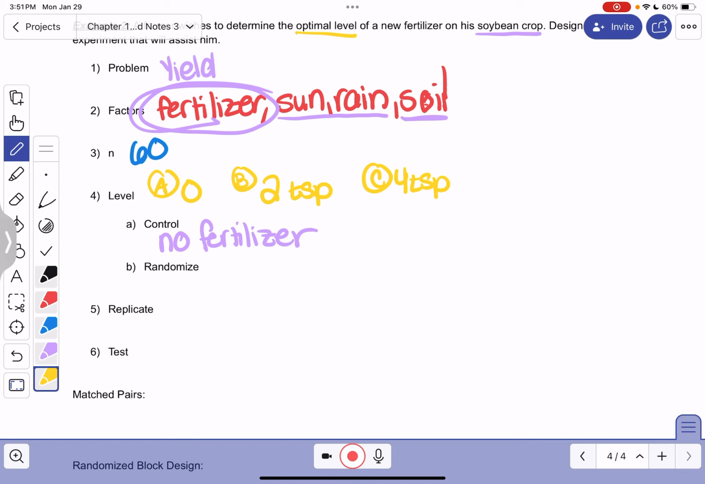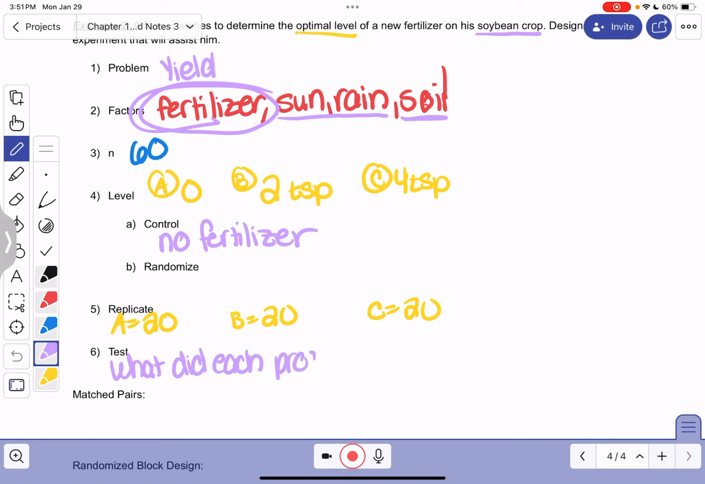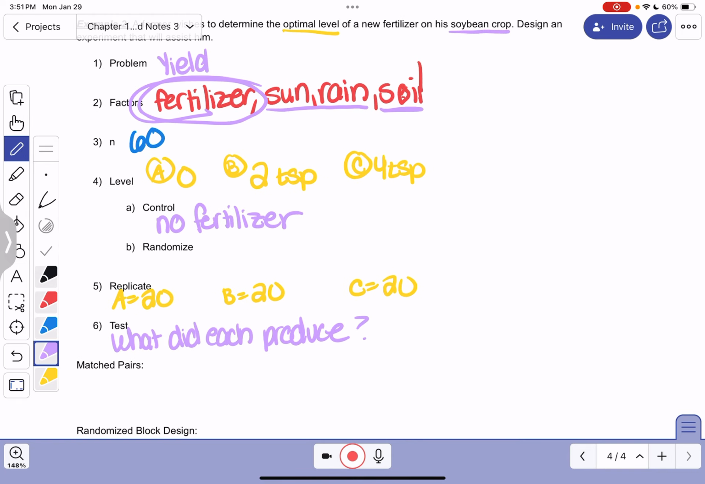Now to replicate this, because we have 60 plants, we want 20 in each group. So group A is going to get 20 plants, group B is going to get 20 plants, group C is going to get 20 plants, randomly assigned, and then we test. So we do it, we figure out what did each group produce. Did one group produce more than another? Did they all produce really good? What did each produce and how does that relate? So that's a designed experiment.